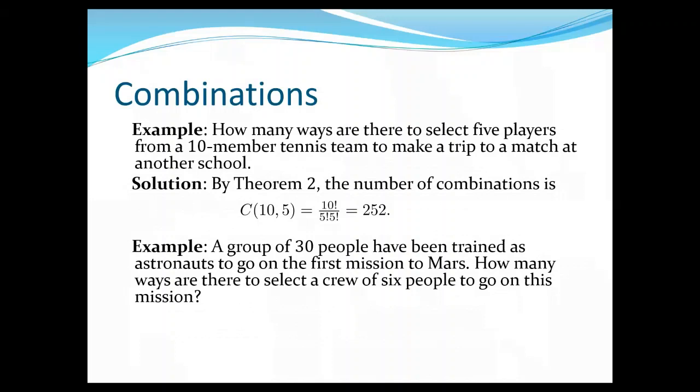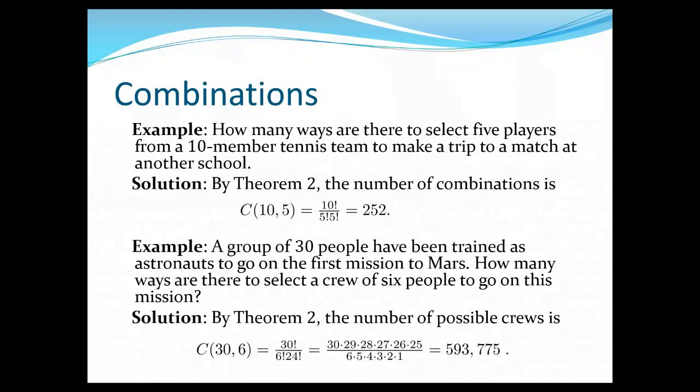Using the combination formula, again, n factorial over r factorial times n minus r factorial, it will be 30 factorial divided by 6 factorial times 24 factorial. The result is 593,775 ways of creating that 6-man team from the 30 persons that were trained to become astronauts.